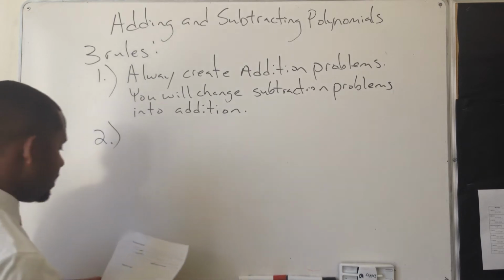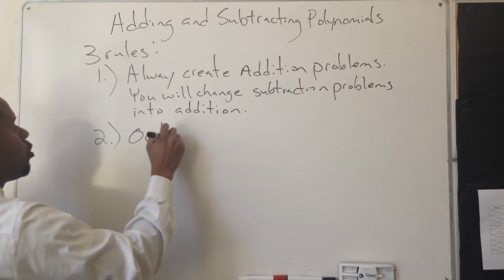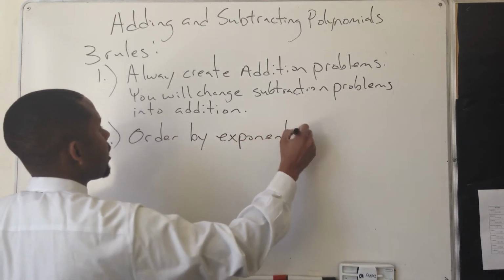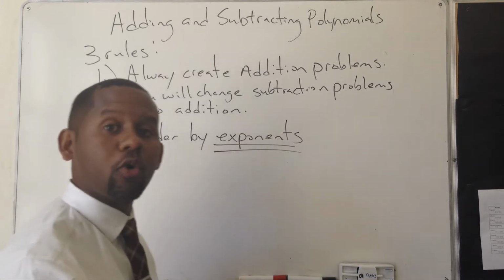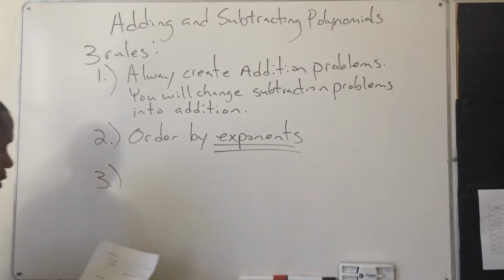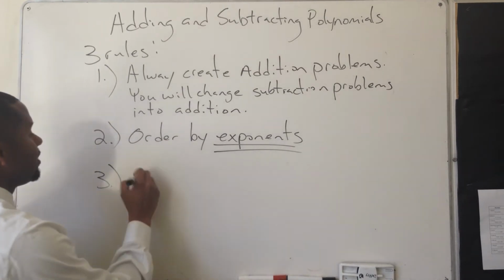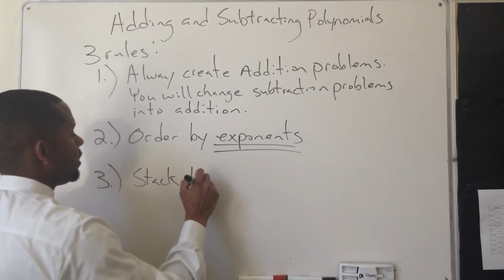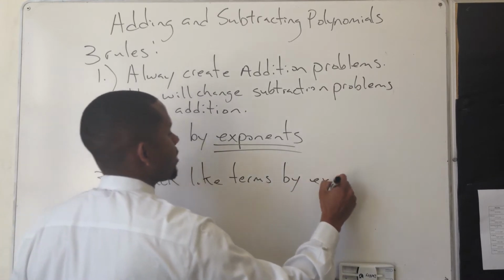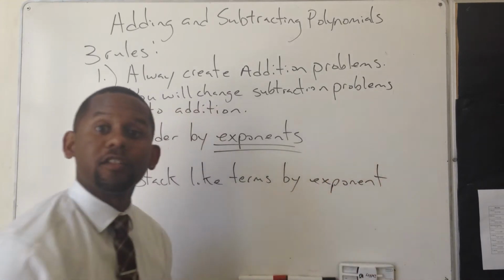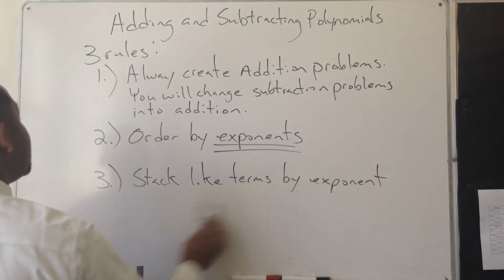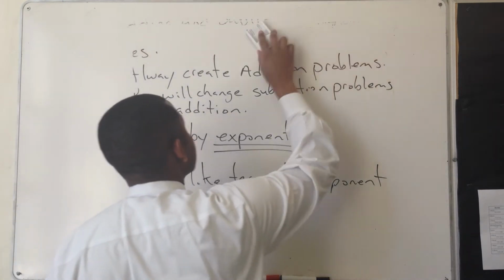Rule 2 says order by exponents. You'll see what I mean in a second, but you're going to order everything by exponents. And the third part you have to do is stack like terms by exponent. So those 3 things you got to keep in mind. This is a preview. We haven't done this yet, but that's what you're going to have to do. So let's just do some problems.